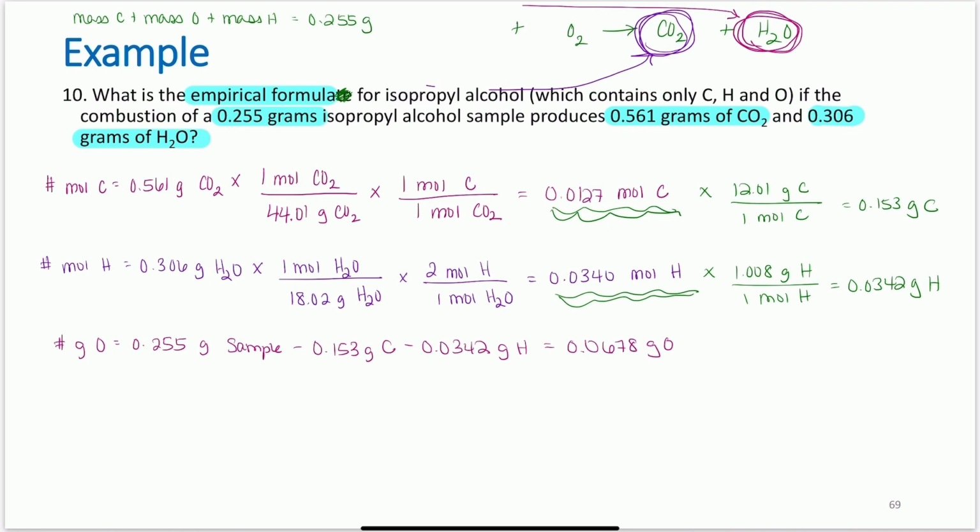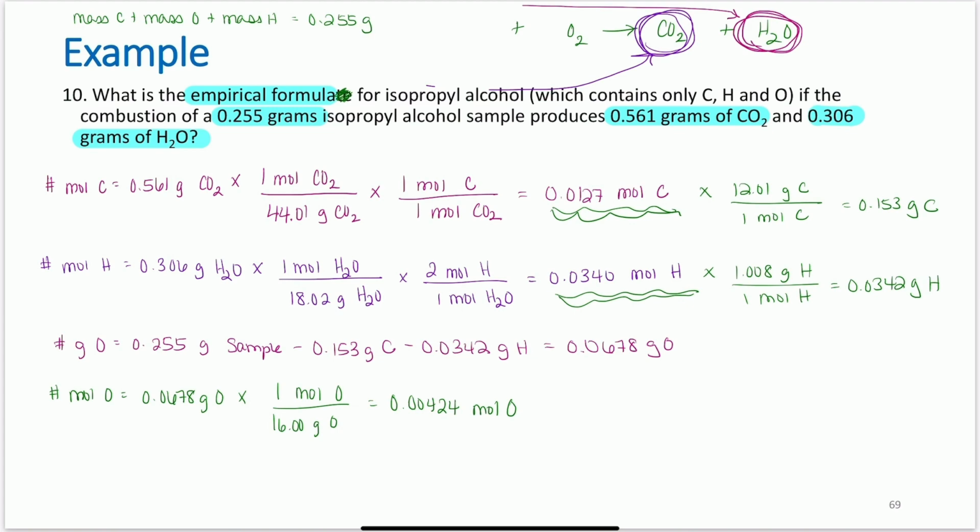I use that information to find the number of moles of oxygen. So 0.0678 grams of oxygen. Convert that to moles of oxygen. Gives me 0.00424 moles of oxygen.